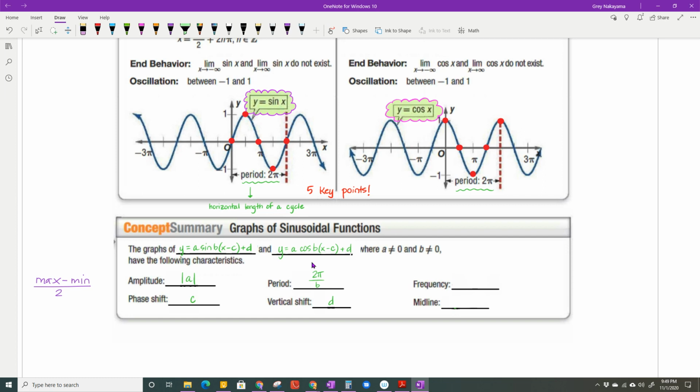Frequency is how many cycles you have in a period, so it's basically 1 over your period. So in this case, b over 2 pi. Your midline is always an equation, and so it's y equals d.